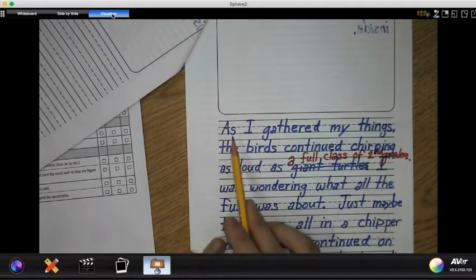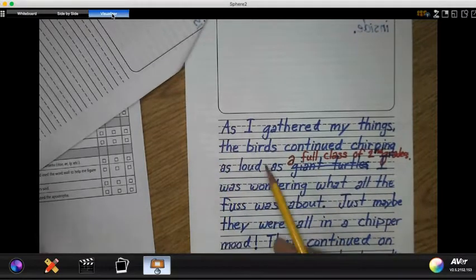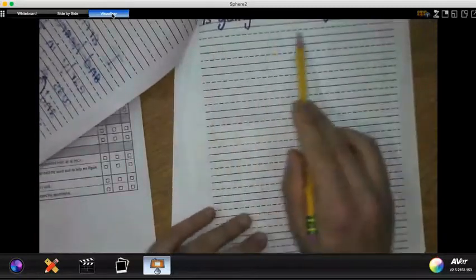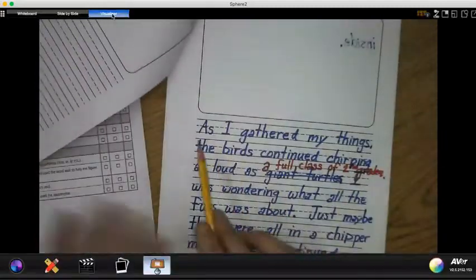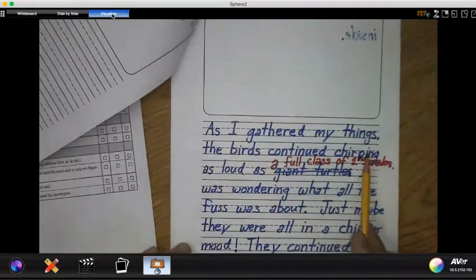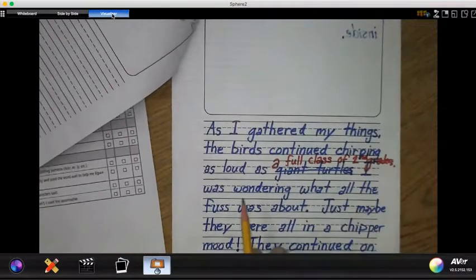It sort of works, but it doesn't really quite flow. We can look at the previous page. "Today is going to be a great day. As I gathered my things..." It's missing that transition word.